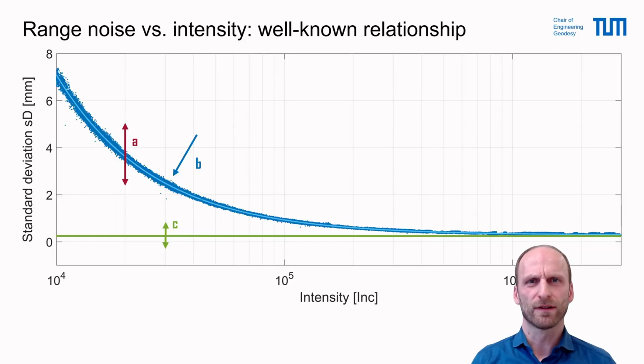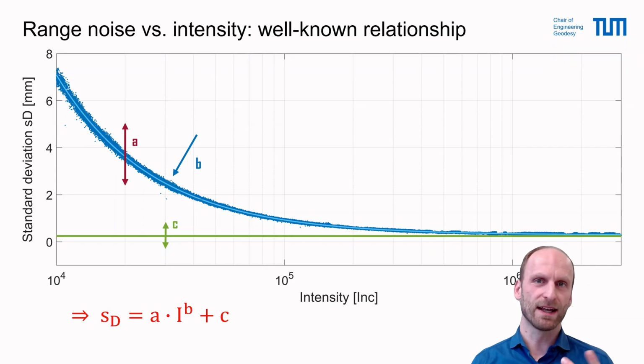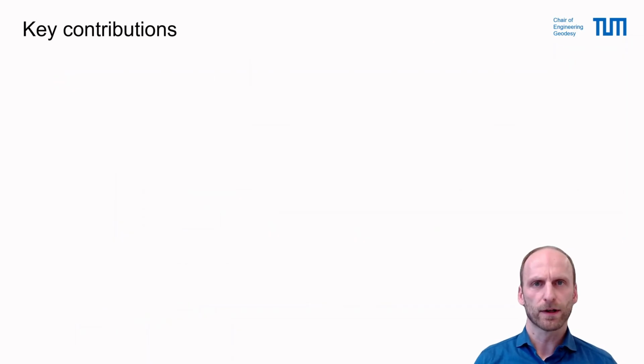What has been known for several years is that there is a relationship between the intensity of the laser scanner and the standard deviations of the ranges. This dependency can be expressed by three parameters, A, B, and C. This well-known relationship we can assume as state-of-the-art. But still, there are several key contributions we derive with our study here.